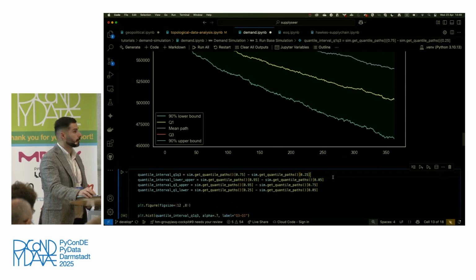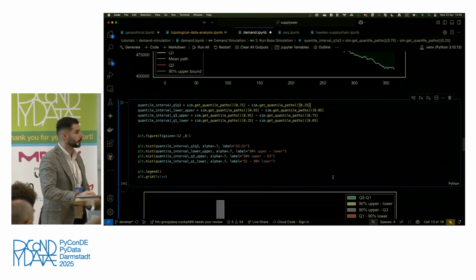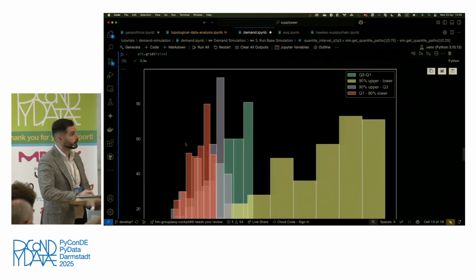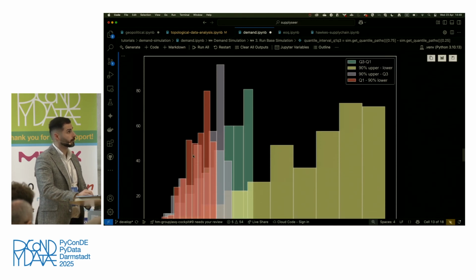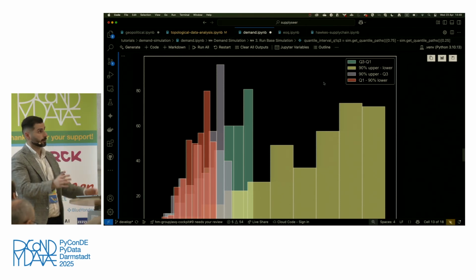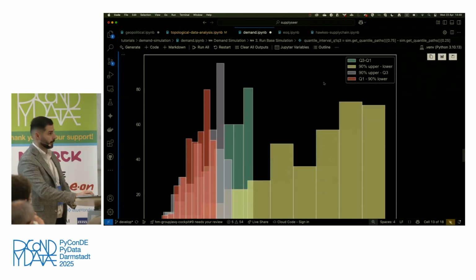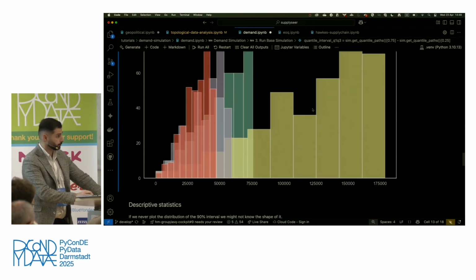If you want to fill, we have more stuff here. If you want to fill the area between, this is just another method of showing the distributions between the 90% upper and the 90% lower. We'll see it as well. It will be much clearer.